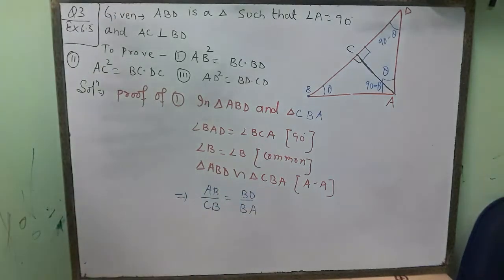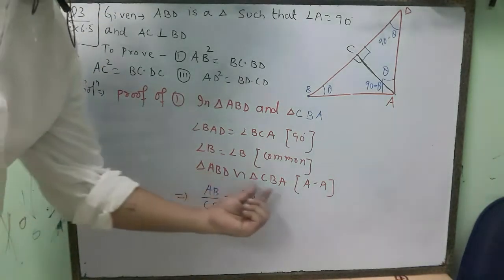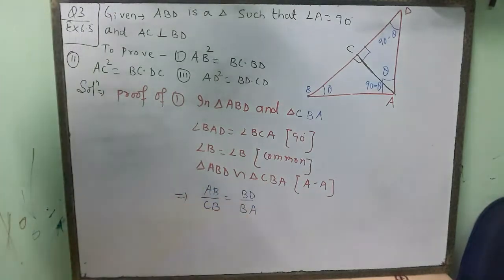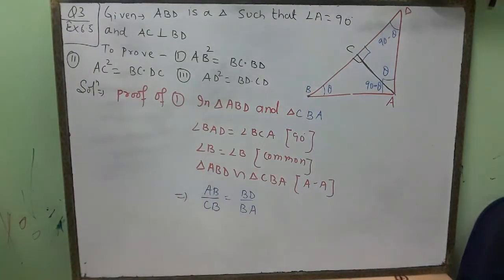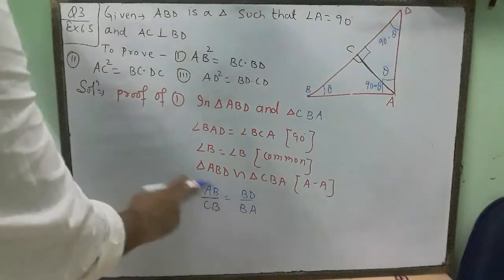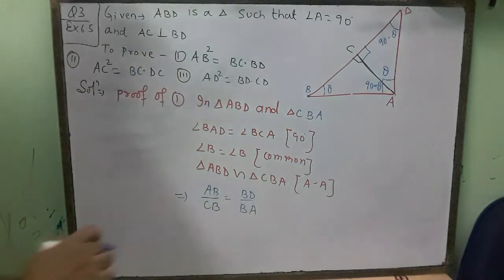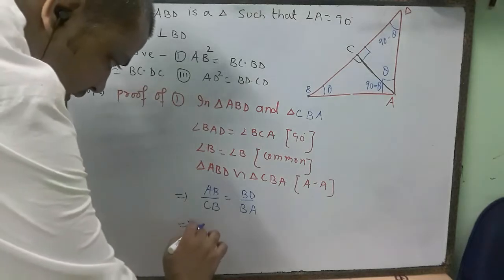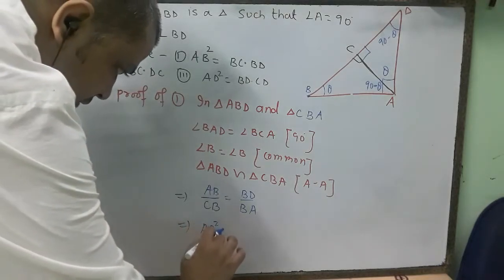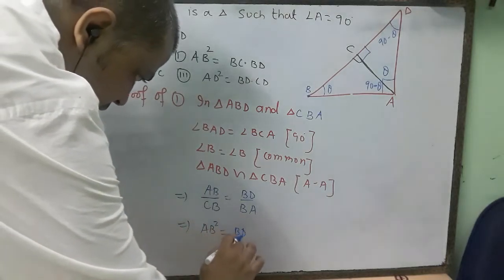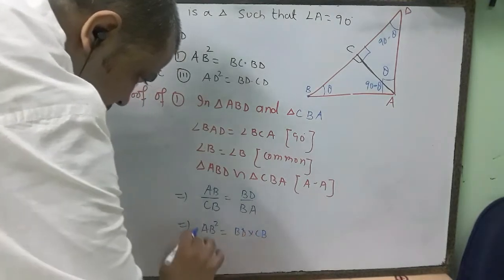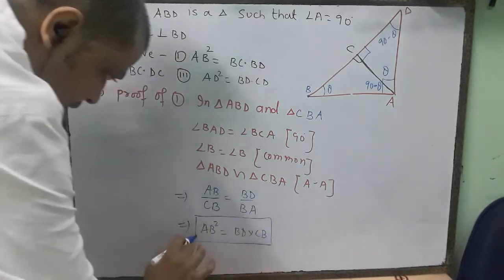And the third will be AD, and the corresponding of AD will be AC. Okay, yes, CA. Now see this one. If I do the cross multiplication, I will get this. So do the cross multiplication. After cross multiplication, it will be AB square is equal to BD into CB. This is the proof of the first.